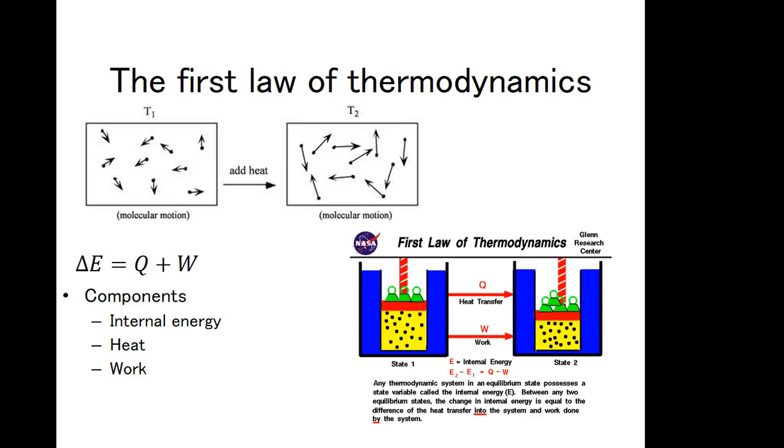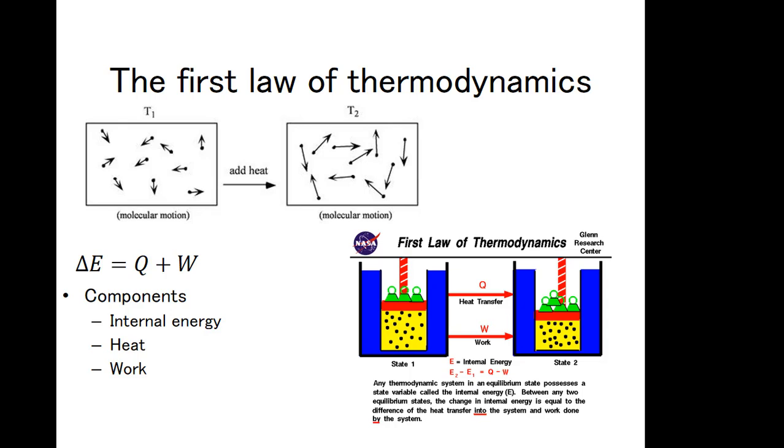The first law of thermodynamics talks about heat exchange. The formula there is delta E equals Q plus W. Just to put that into layman's terms, delta E is your change in energy. And your change in energy is going to equal two things. It's going to equal the amount of heat you add and the work done on the system.